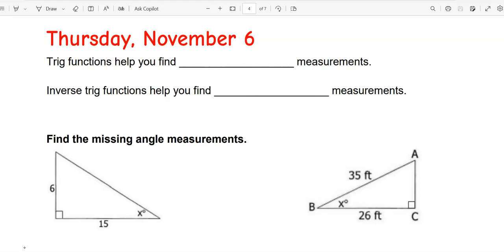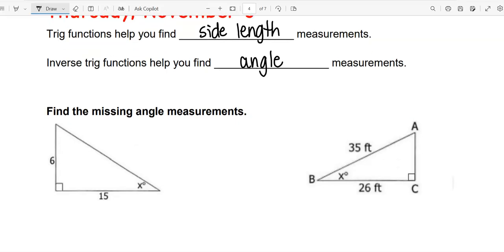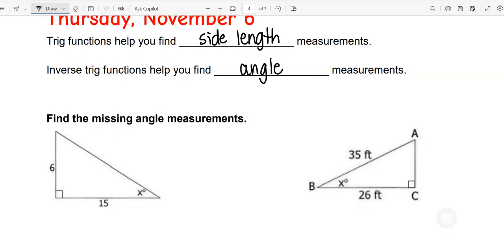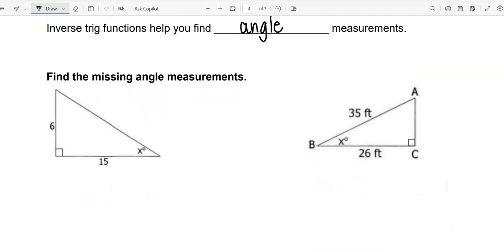Trig functions help you find side length measurements, and inverse trig functions help you find angle measurements. So anytime you're looking for the angle, you're going to want to end up using inverse trig functions. It's just a little reminder. You have this on your homework tonight. So yeah, plenty of practice.